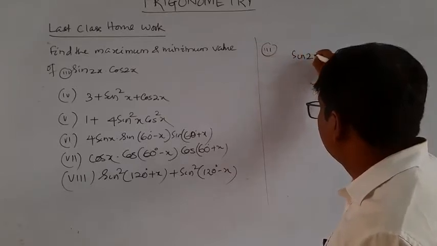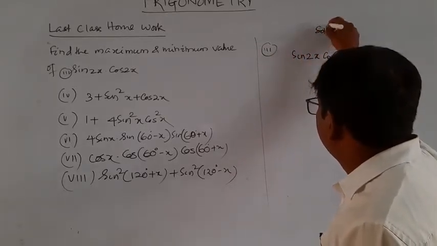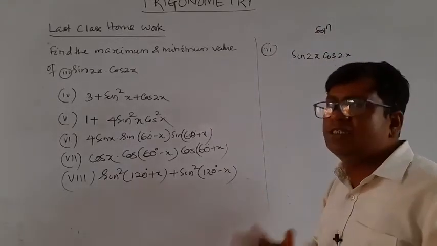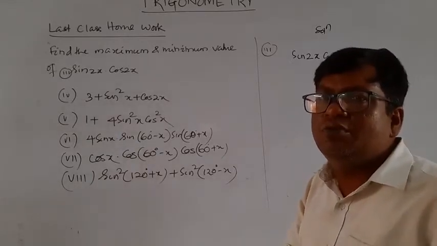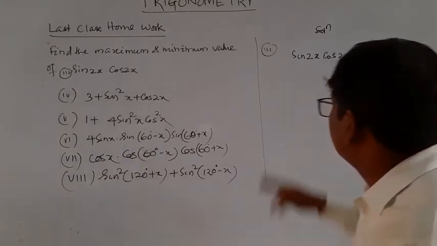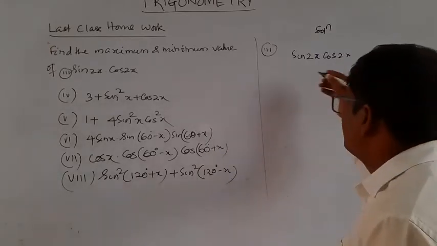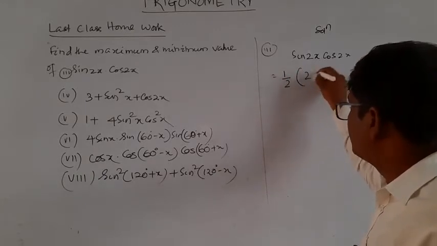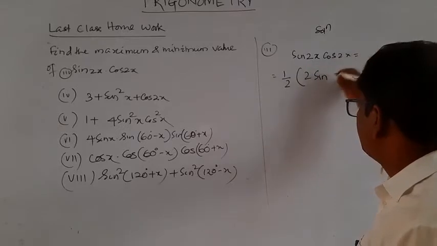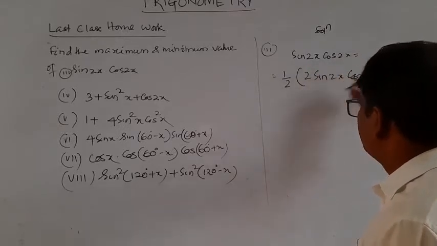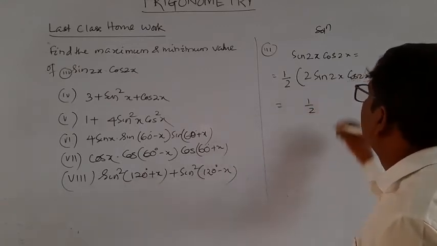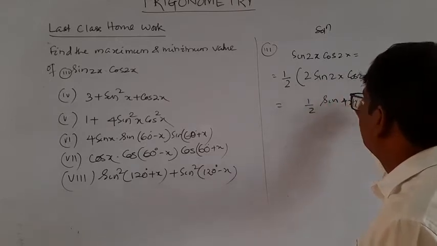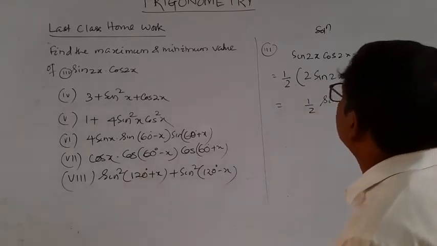Sin 2x into cos 2x. We know for the sin form, cos form, or a sin x plus b cos x form, there is a maximum value and a minimum value. Here this is a product of sin and cos, so we can write it in single form: 1 by 2 into 2 sin 2x into cos 2x. Since 2 sin theta cos theta equals sin 2 theta, this is 1 by 2 sin 4x.